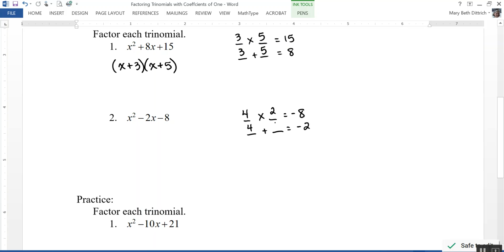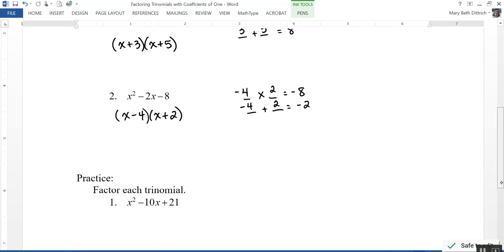And I realize that one of those has to be negative in order for it to multiply to a negative 8. So either my 4 can be negative or my 2 can be negative, but one of them has to be negative. But now in order to make my second equation true, my 4 is going to have to be negative. So the two numbers I'm going to use are negative 4 and a positive 2. So this trinomial factors into x minus 4 times x plus 2.